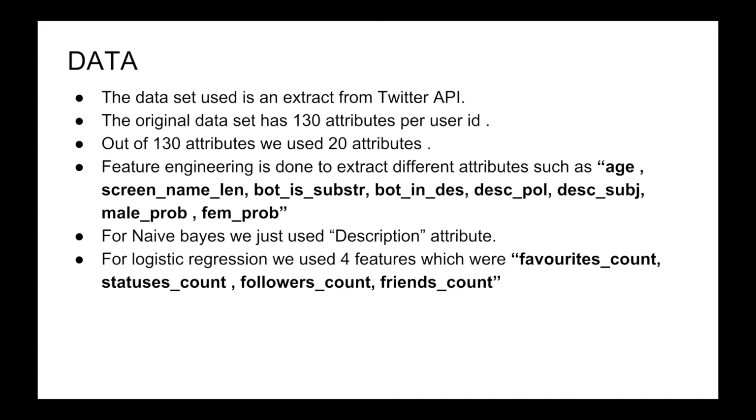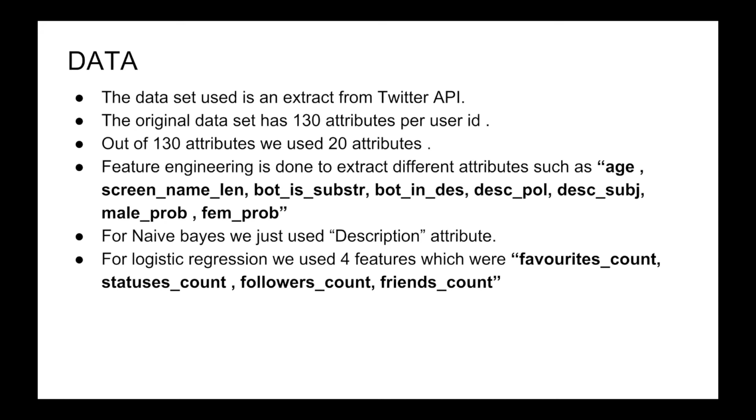Thank you, John. So the dataset we used was an extract from the Twitter API, which originally had 130 attributes. Among these, we extracted 20 and used feature engineering to extract new ones, such as the age of the account, the length of the screen name, whether the word bot appeared as a substring of the screen name and the description, the polarity and subjectivity of the description, and the probability of the user being male or female.